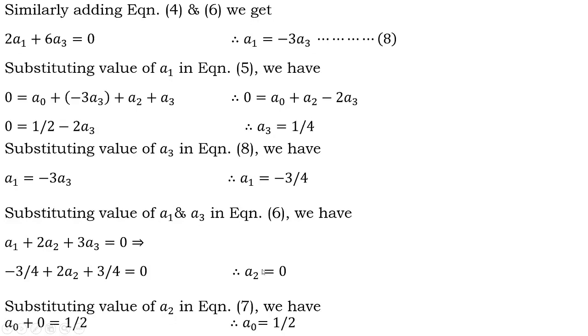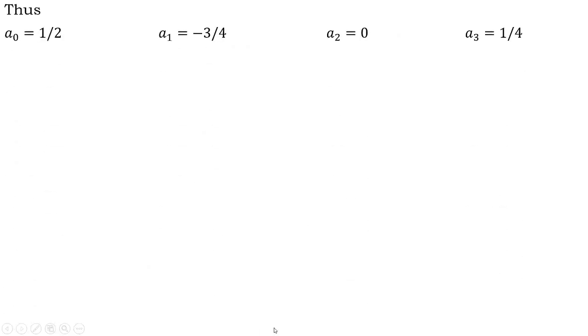Now I need to get the value of a0. Therefore substituting this value of a2 in equation number 7. What is my equation number 7? Here I have a0 plus a2 is equal to 1 by 2. Therefore there I need to substitute the value of a2 as 0. Therefore a0 plus 0 is equal to 1 by 2. Therefore a0 is equal to 1 by 2. So that is my fourth constant. So these are the values of the four constants calculated by solving those four equations.